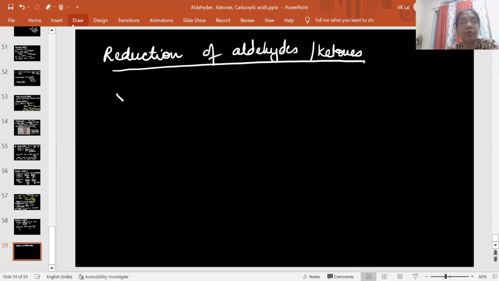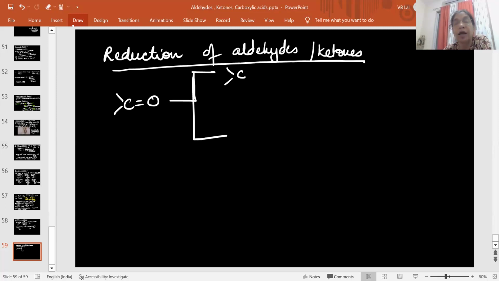So supposing I have both aldehydes and ketones, what do they have? They have a carbon-oxygen bond. So when I want to reduce it, I can reduce it in two ways, right? I can reduce it by addition of hydrogen. So I will add hydrogen, one H here and the other H here. So it will become CHOH. So it will become what? An alcohol. So I can reduce it to an alcohol. The other is I can remove oxygen completely and put two hydrogens instead, so it will become an alkane.